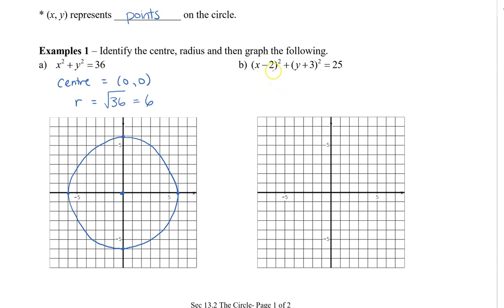In the next one here, we can see that we have a translation. So it's going to be 2 to the right, and because it's y plus 3, it's going to be 3 down. So we can say that our center is going to be (2, negative 3). And then again, our radius is the square root of 25, which equals 5. So we're going to plot our center first at (2, negative 3). And then we're going to count a distance of 5 from the center in every direction.